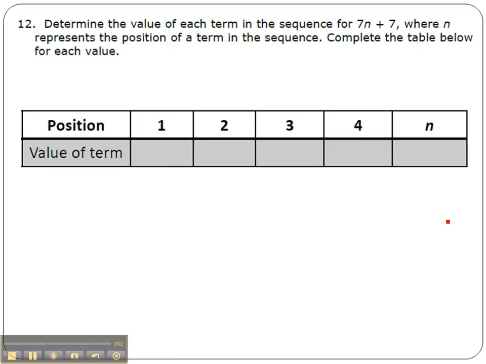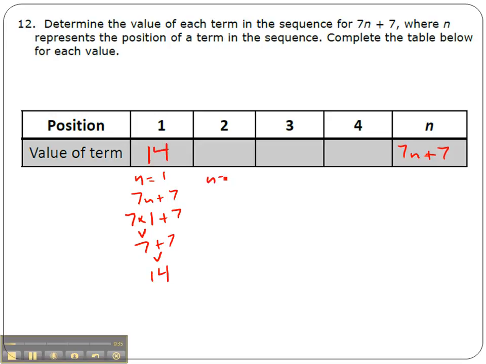Problem 12. Determine the value of each term in the sequence for 7n plus 7, where n represents the position of a term in the sequence. Complete the table below for each value. This is another problem where we just need to plug in the n values into the rule and get our terms that way. So for n equals 1, 7n plus 7 would be 7 times 1, n is 1, plus 7. 7 times 1 is 7, and 7 plus 7 is 14.